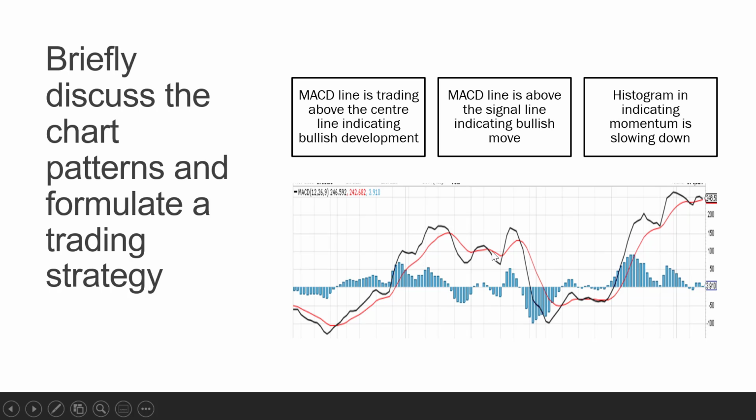So at this point of time, is the MACD line above the center line or below the center line? This is the center line. So at this point, MACD line is below the center line. But currently, what is the position? Is the MACD above the center line? Yes, sir, it is above. So MACD line is trading above the center line, indicating bullish development. So this chart is given to you, and this is the central line in between. Fine. And next, please read.